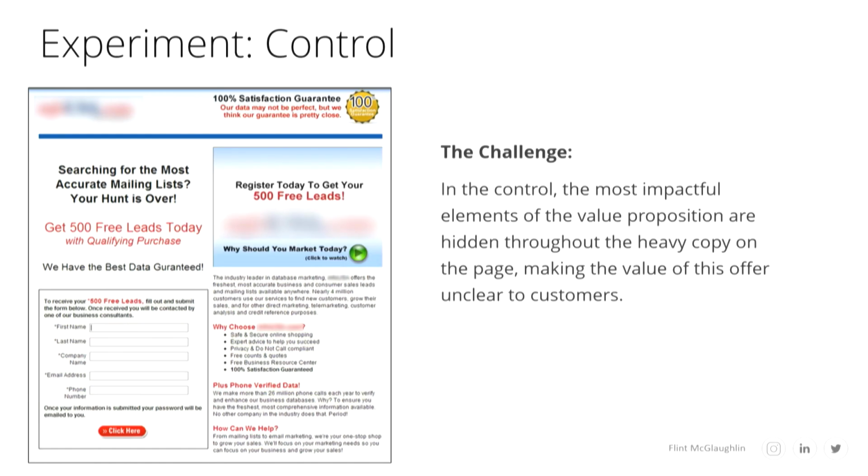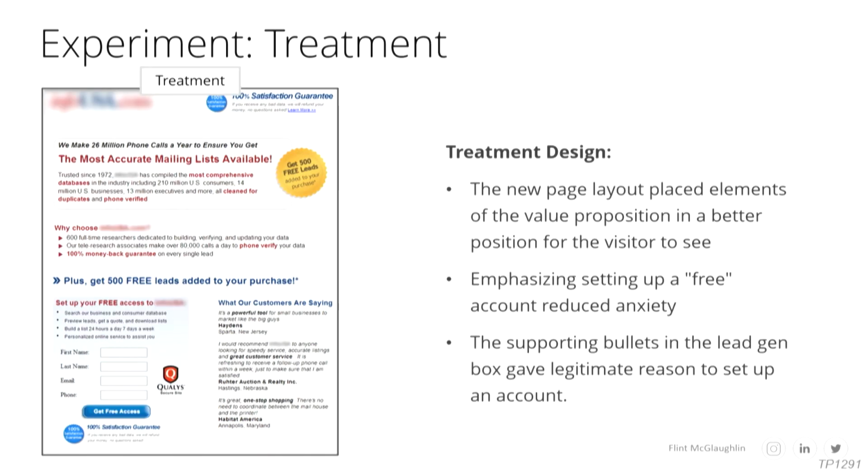Now, searching for the most accurate mailing list, your hunt is over, was replaced. And the third point: without a value proposition, you've got nothing. That's a paraphrase of the third point. Take a look at the new one. We make 26 million, wait a second.